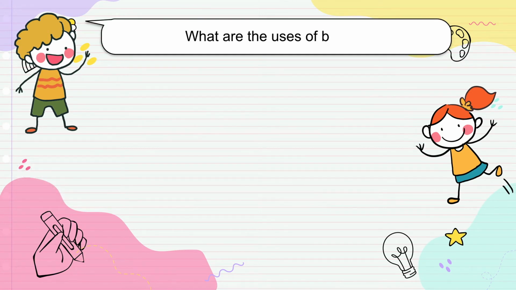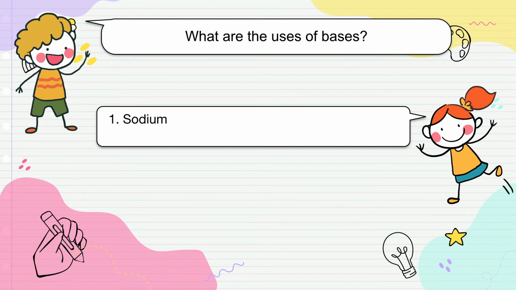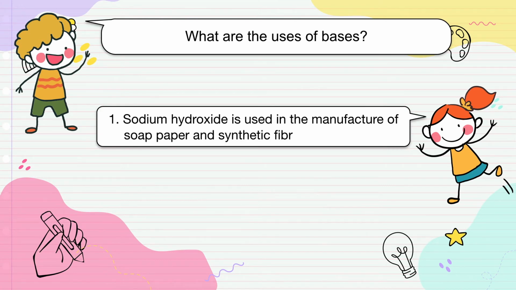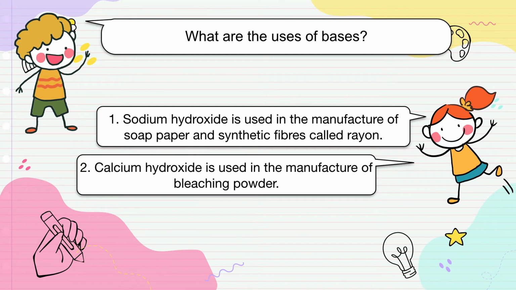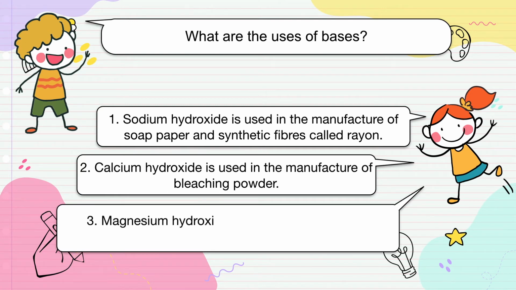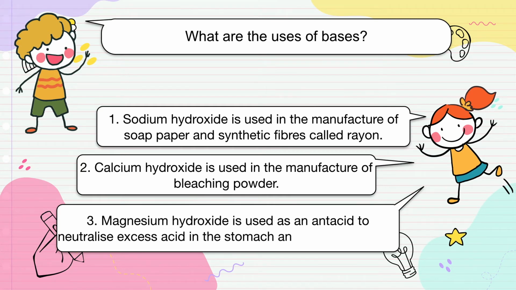What are the uses of bases? Sodium hydroxide is used in the manufacture of soap, paper, and synthetic fibers called rayon. Calcium hydroxide is used in the manufacture of bleaching powder. Magnesium hydroxide is used as an antacid to neutralize excess acid in the stomach and cure indigestion.